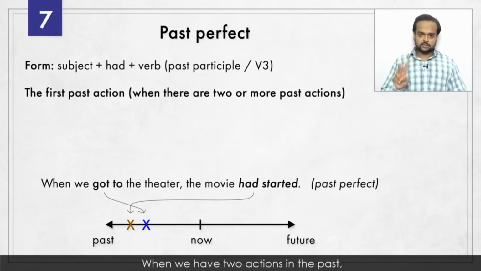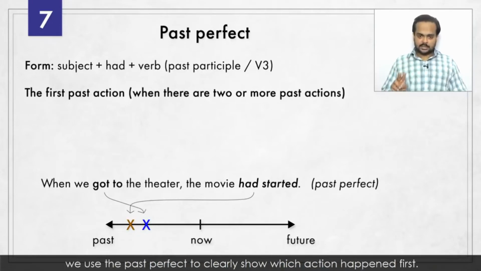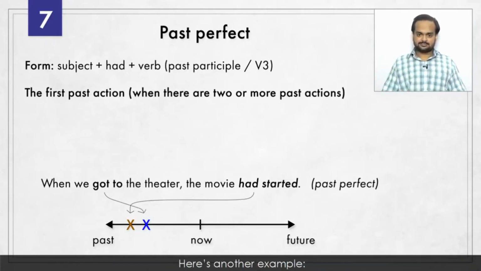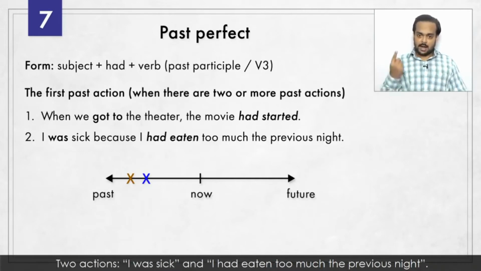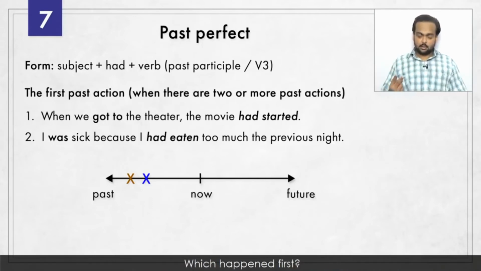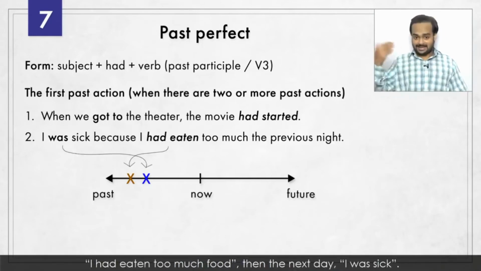When we have two actions in the past, we use the past perfect to clearly show which action happened first. Here's another example. I was sick because I had eaten too much the previous night. Two actions. I was sick and I had eaten too much the previous night. Which happened first? I had eaten too much food, and then the next day I was sick.